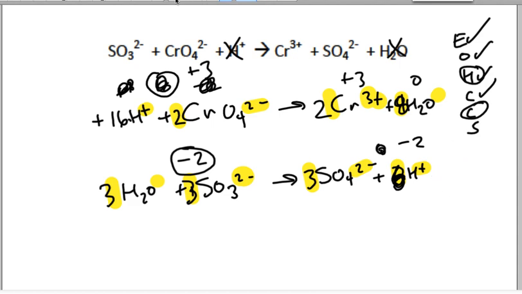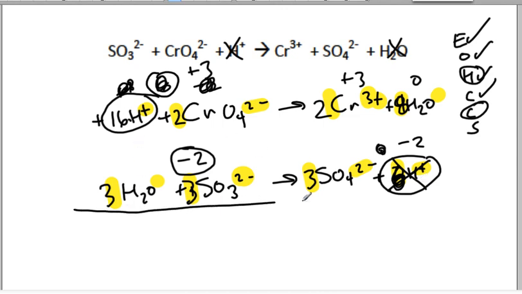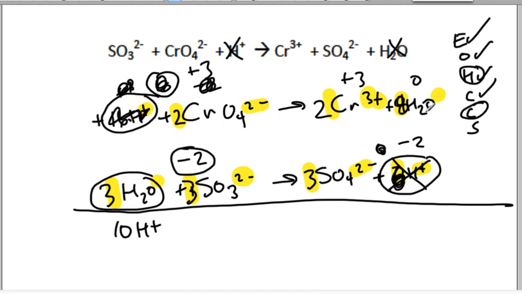Now I check, before I do anything else, I check the H+. 16 on this side, 6 on this side. So I take the smaller number 6, subtract from both sides. What that ultimately is going to give me is 10 H+. Done. 3 waters on this side, 8 waters on that side. Subtracted from there, 3 minus 8, I'm going to end up with 5 waters there.